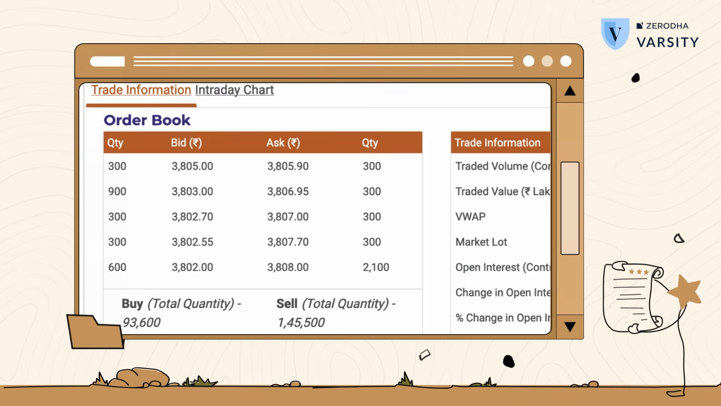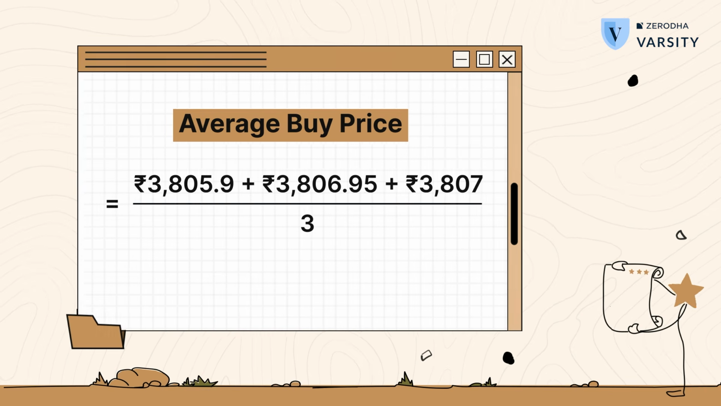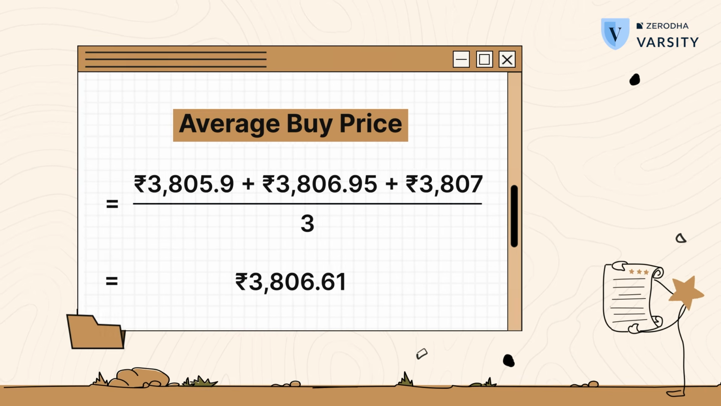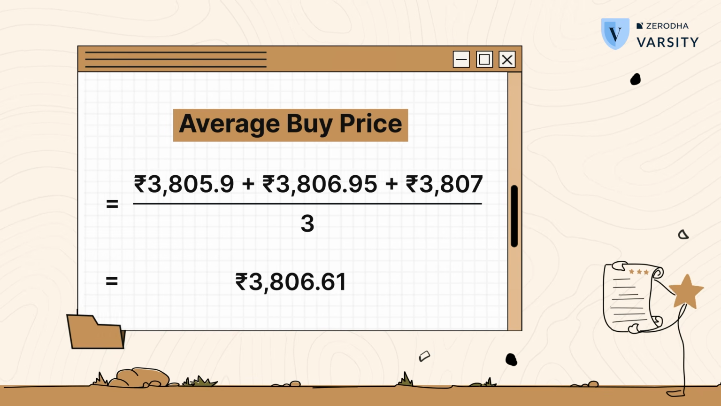Well, the execution price is dependent on the quantity and the price prevailing in the market at the time of me transacting. If you were to do the math, I get 1 lot of HAL futures at 3,805.9, another lot at 3,806.95, and the last lot at 3,807. And the average of all the 3 lots across the 3 different price points is 3,806.61.